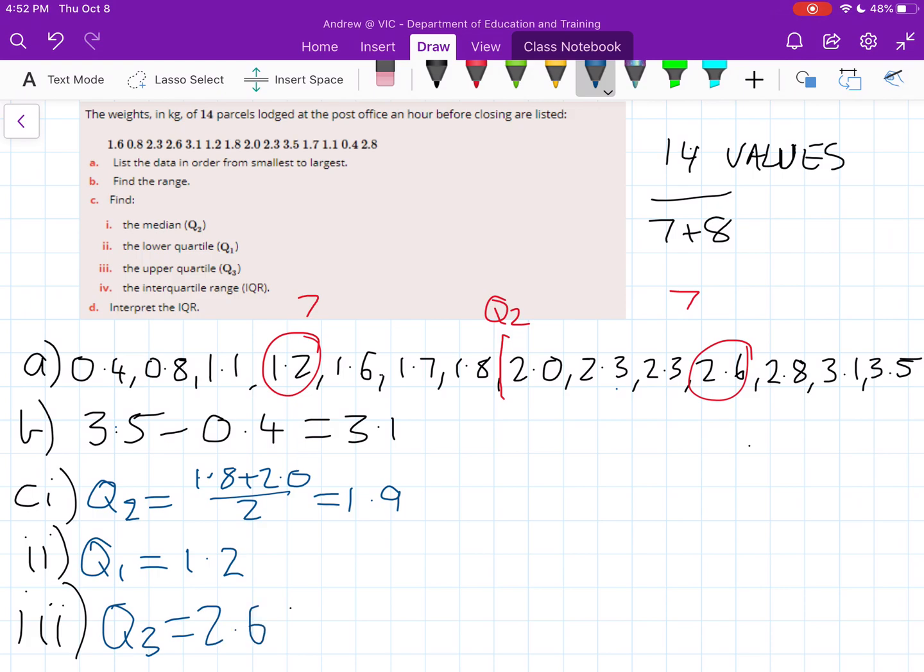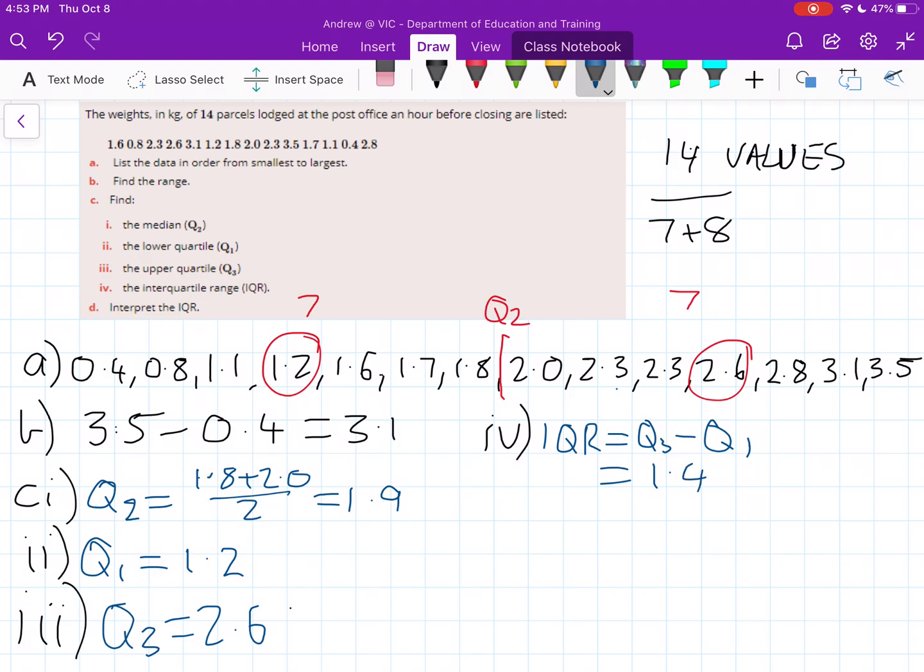Now that we have this, we can find our IQR, which is part 4 of C. Our IQR, or interquartile range, is just Q3 minus Q1, and this is where 50% of our data is between, so our middle 50% of data. So this here is 2.6 minus 1.2, which is equal to 1.4.